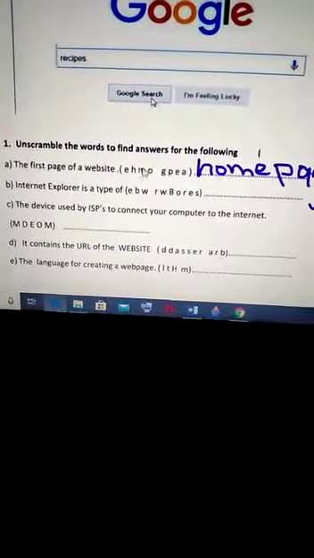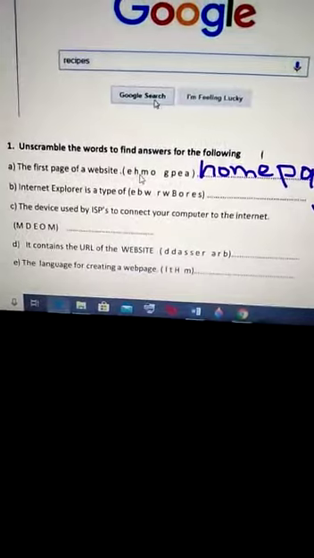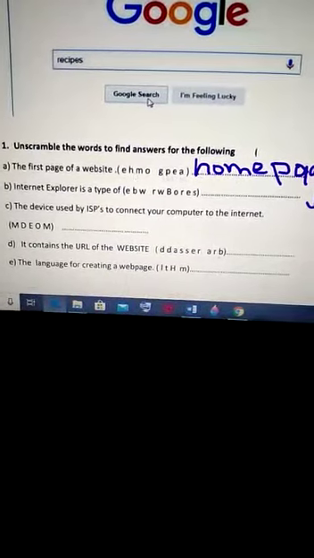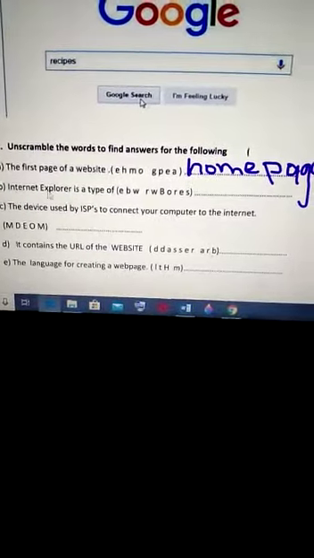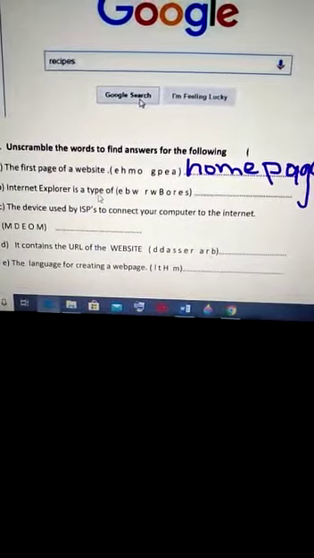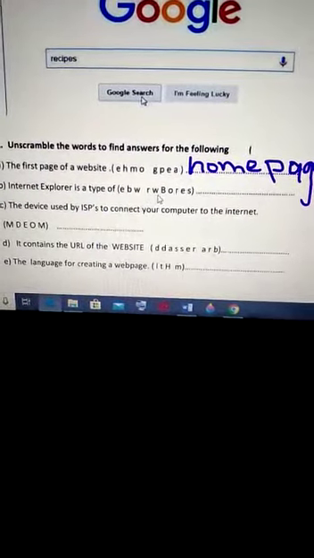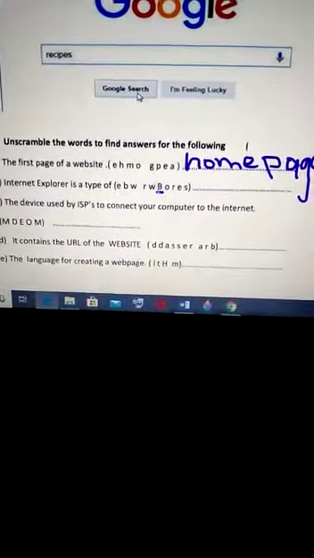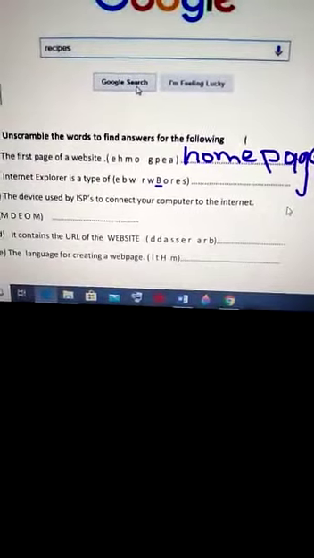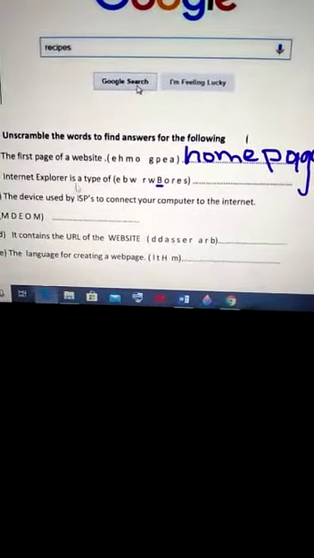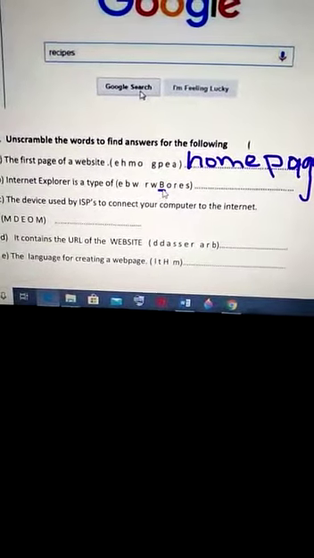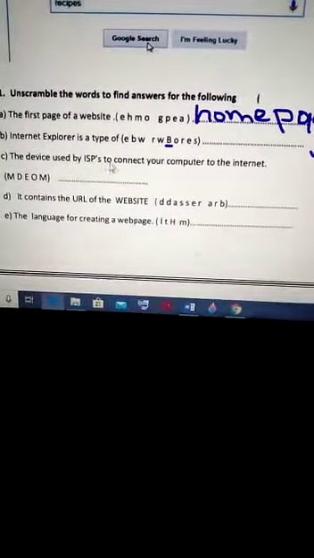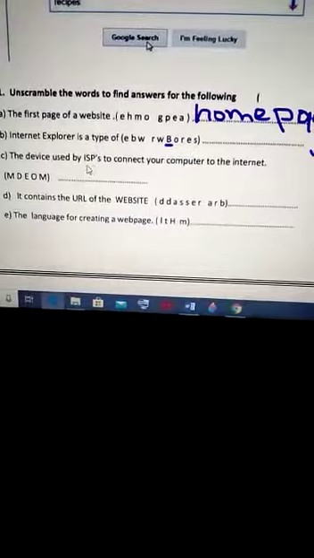So if we want to get the hidden information, then we will arrange these words. I already arranged these words. This is the home and page. Similarly, question number 2 is: Internet Explorer is the type of EBWRW. Here you can see B is capital, so we will start to unhide the information which will start with capital B.